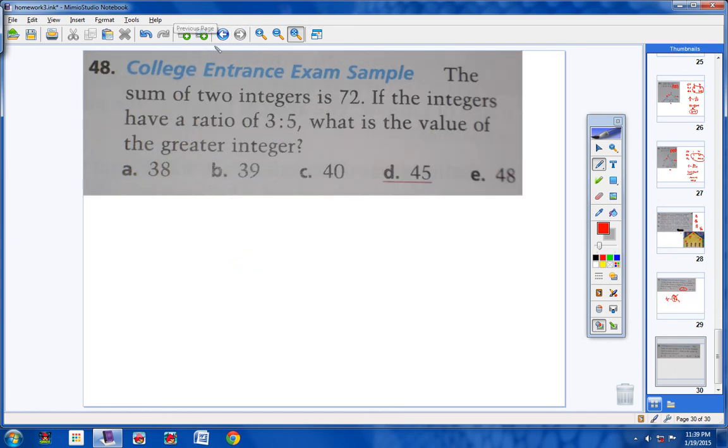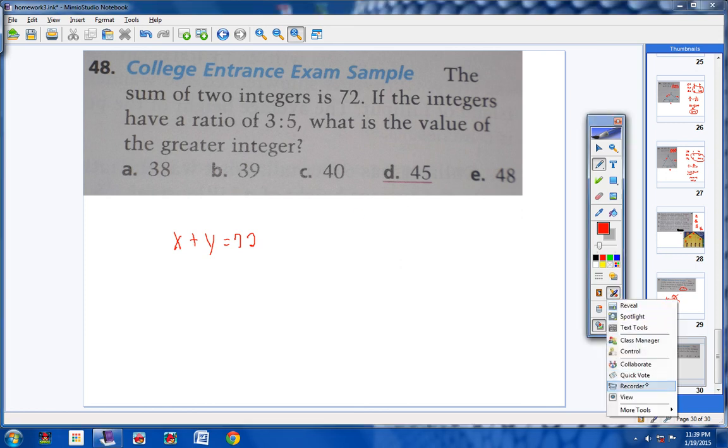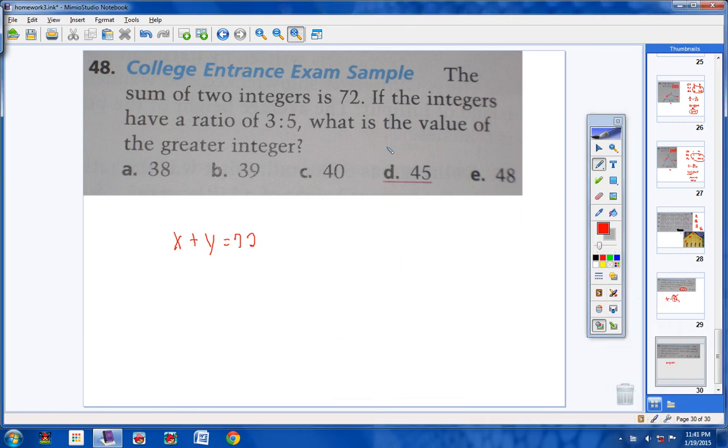And then lastly, number 48. Okay, the sum of 2 integers is 72. So we're going to call my 2 integers x plus y. The sum of 2 integers is 72. If the integers have a ratio of 3 to 5, what is the value of the greatest integer? Now the confusing part, students, in this problem is this. What do you do with the ratio of 3 to 5?